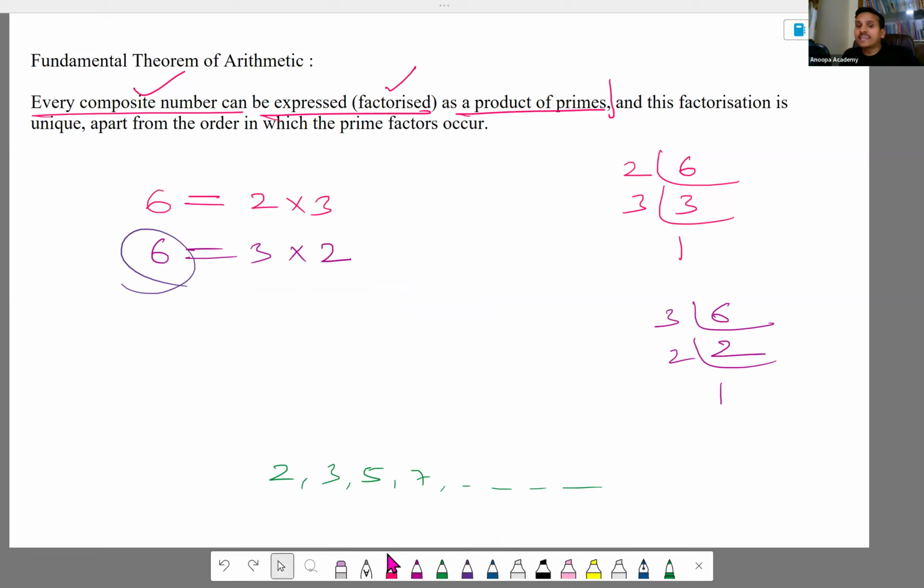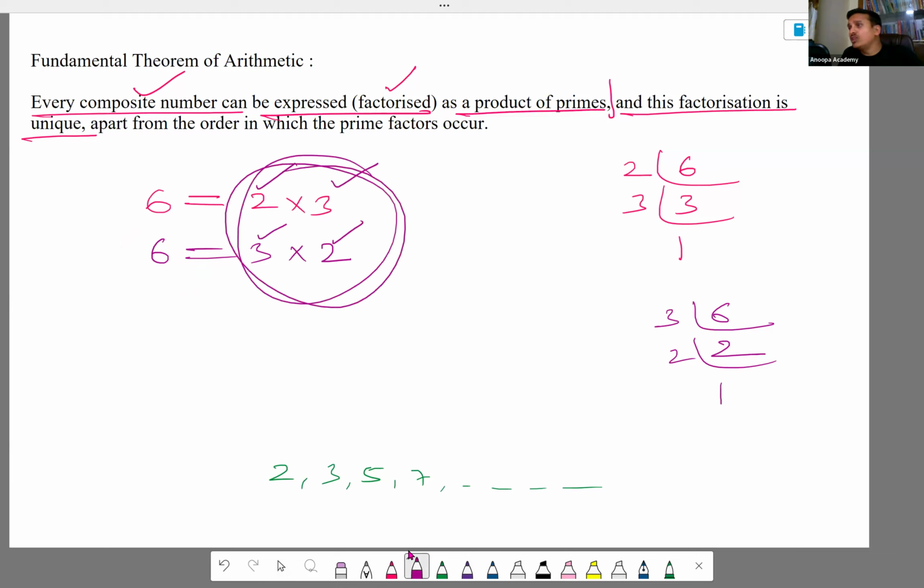Perfect. Second part. And this factorization is unique. When you do the prime factorization of 6, here also 2 is there, here also 2 is there, here also 3 is there, here also 3 is there. See, prime factors are unique, right? Order is changing, but prime factors are unique only, right? Yes or no, everyone? Order is changing, but prime factors are unique.